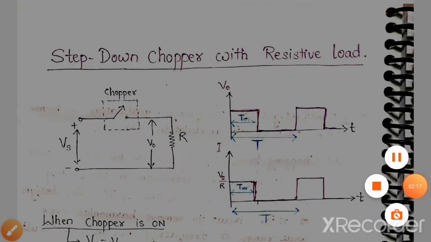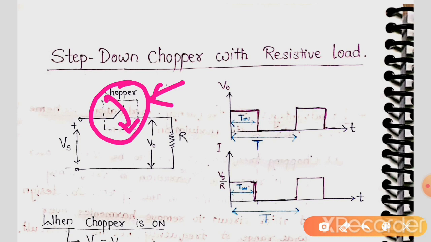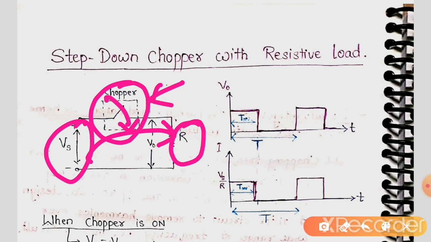So here the circuit is quite simple. We are using one switch, which can be an IGBT or MOSFET or thyristor, and when the switch is turned on, the input voltage appears across the load, which is resistive. So when the chopper or the switch is closed, the input voltage appears across the load.